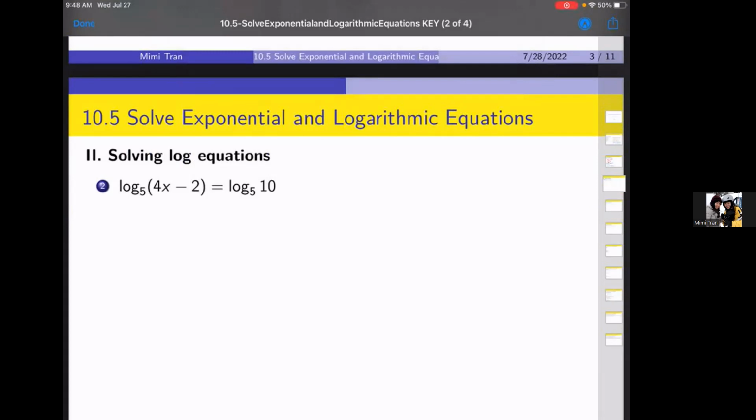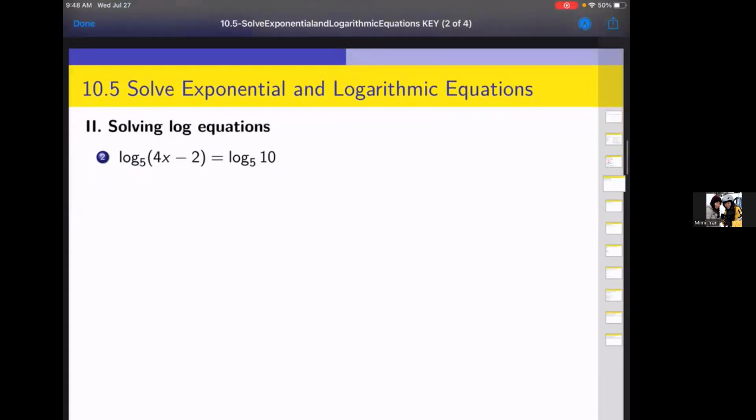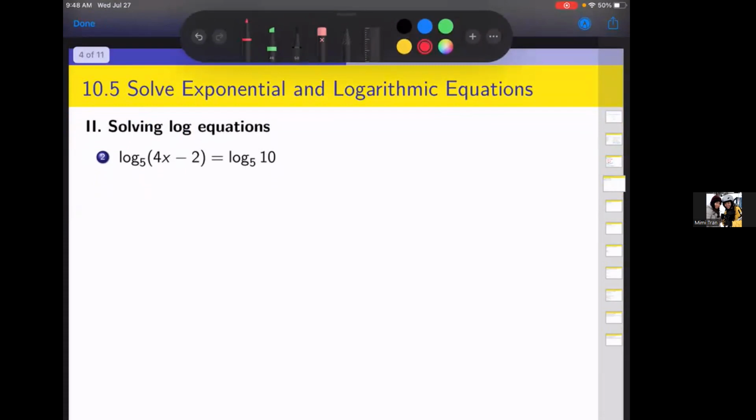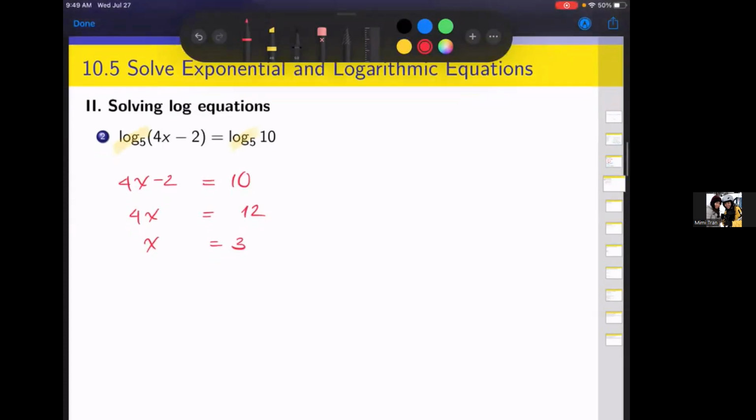I need to show you how to check. Thank you, Josh, to check with the calculator too. With integers, you can do it in your head, but with irrationals, it's just nicer to have the calculator do it for you. So rule number 10, right? I can cancel the log because they have the same base. So I have 4x minus 2 equals 10, 4x equals 12, x equals 3. And if you check, you plug in 3 for x, 4 times 3 is 12, 12 minus 2 is 10. So yes, good check.